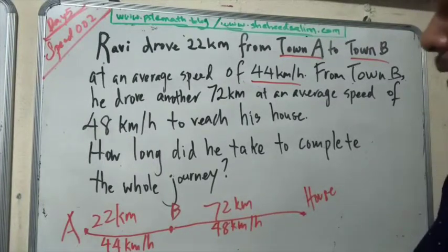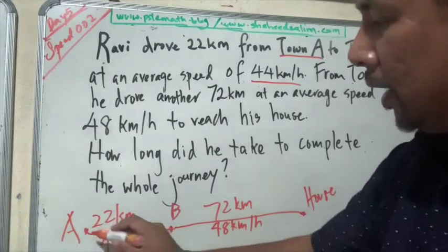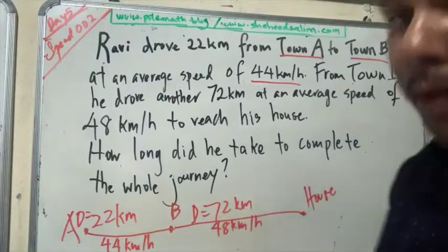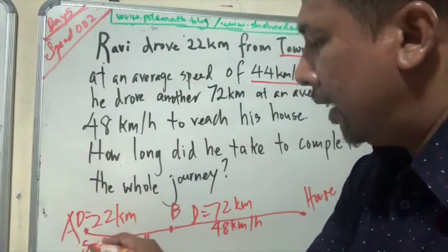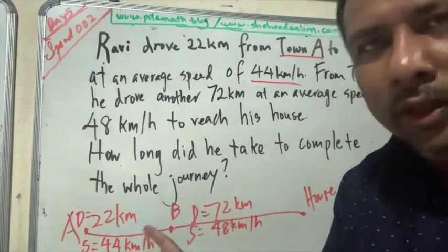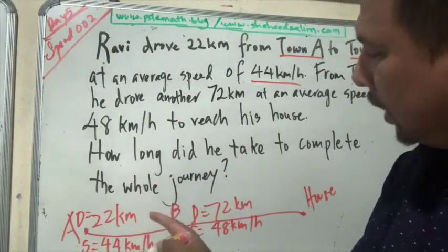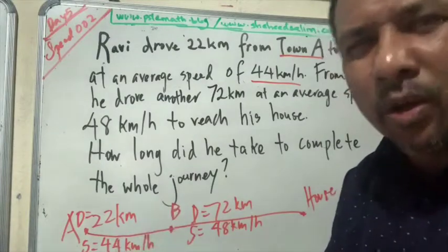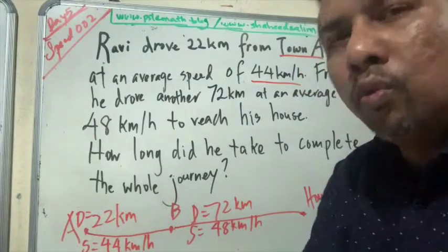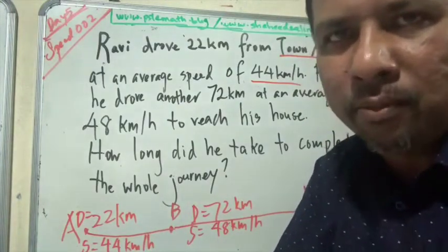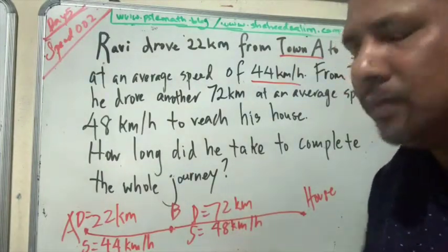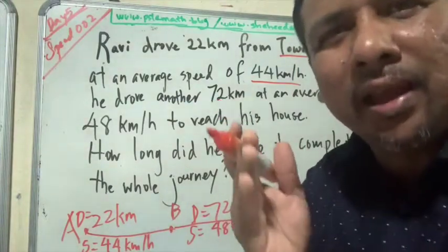All right. Now you may want to write D for distance, S for speed, but it's not necessary. In fact, just looking at what data I have here, I can guess what the question is going to ask. You have distance. You have speed. What do you not have? You don't have time. They are going to ask you something about time.